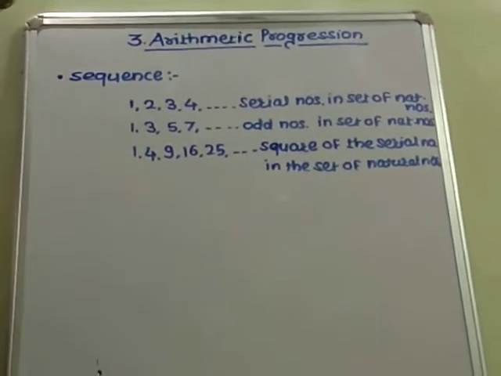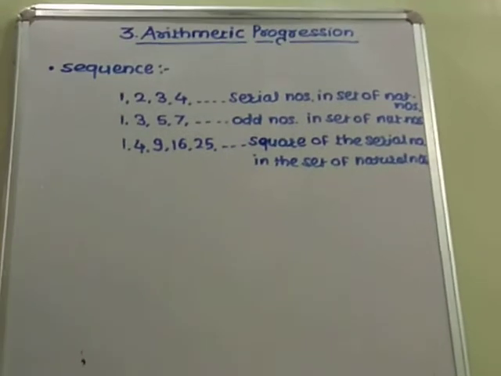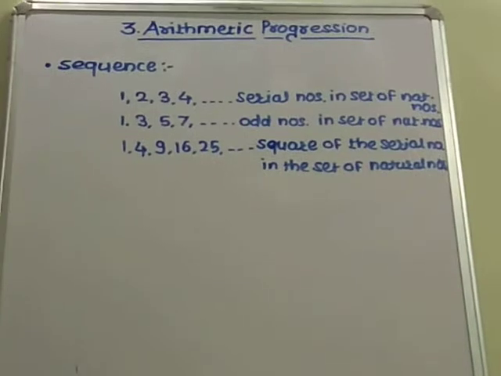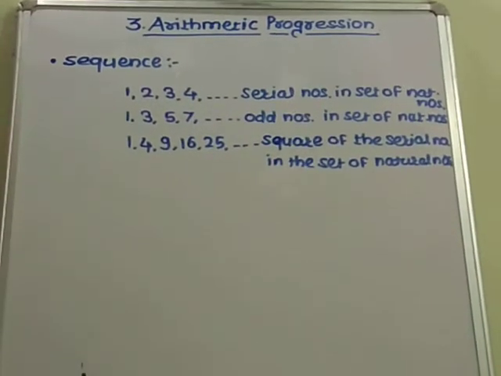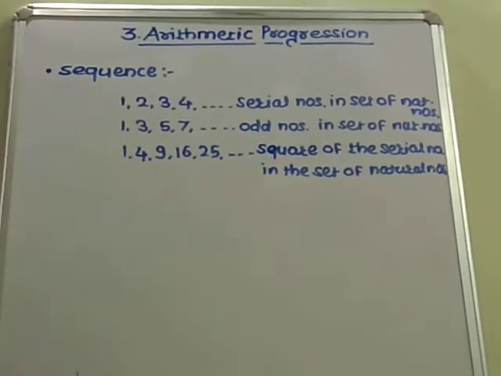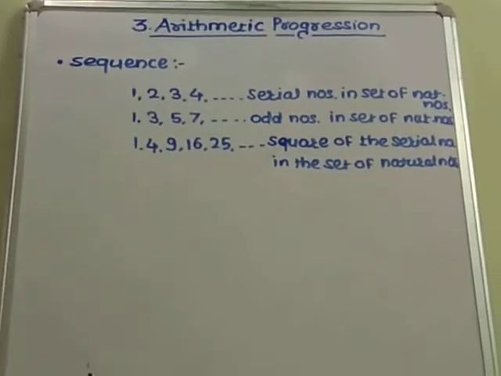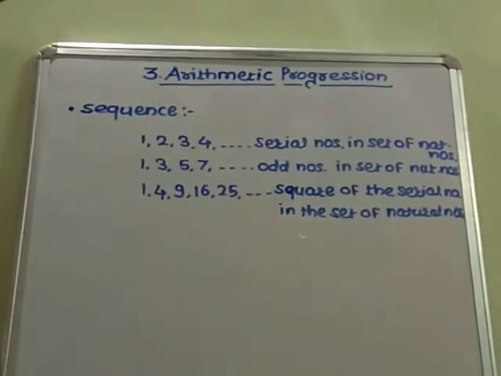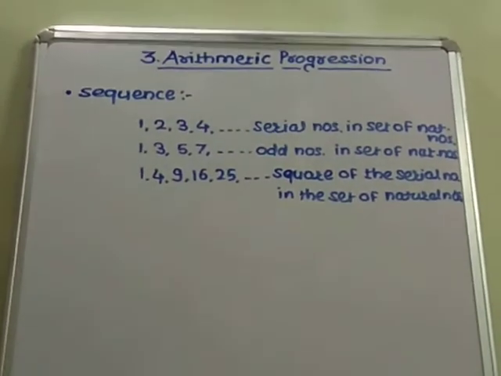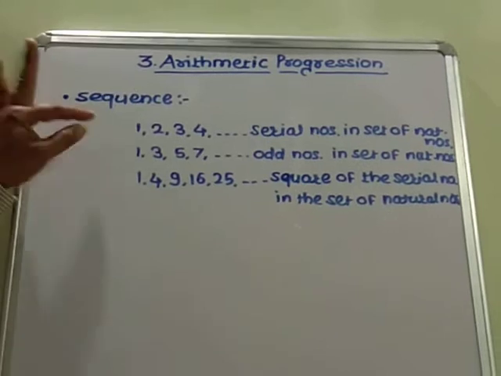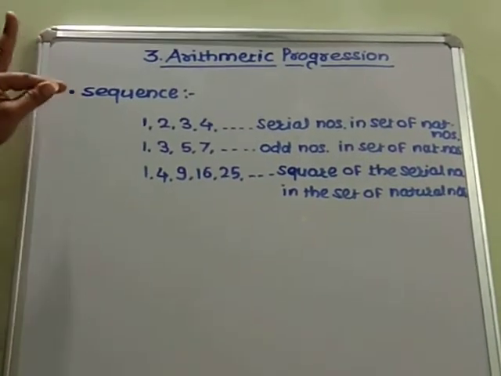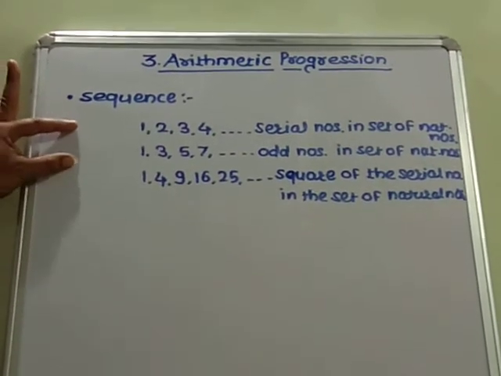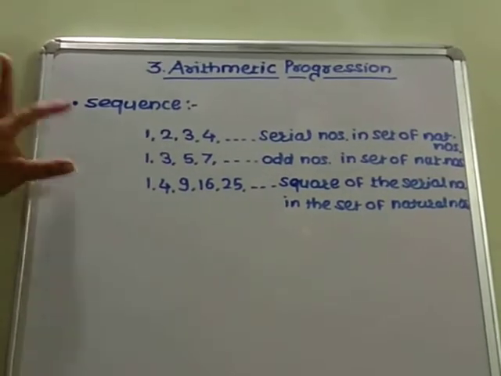From this you can conclude something about a sequence. What is a sequence? From these three examples, what do you conclude a sequence is? A sequence is a collection of numbers arranged in a definite order according to some definite rule. Means arrangement of numbers in a definite order according to a definite rule, that is a sequence.